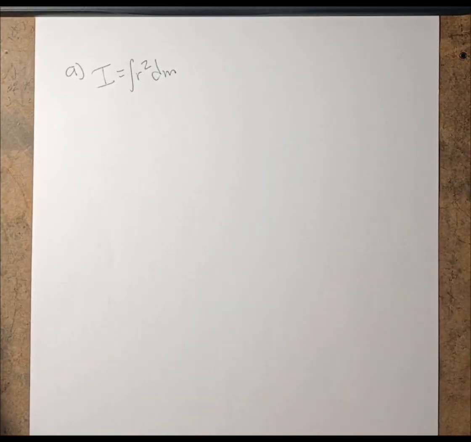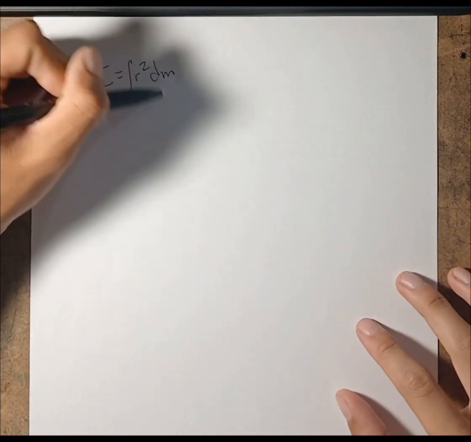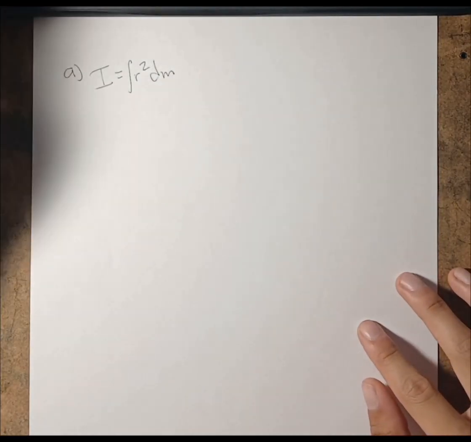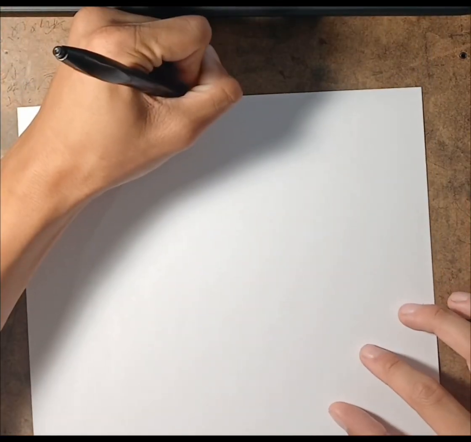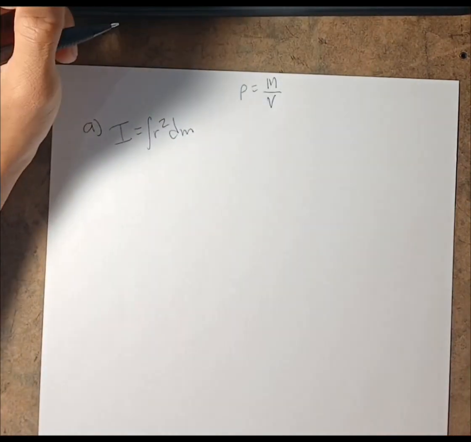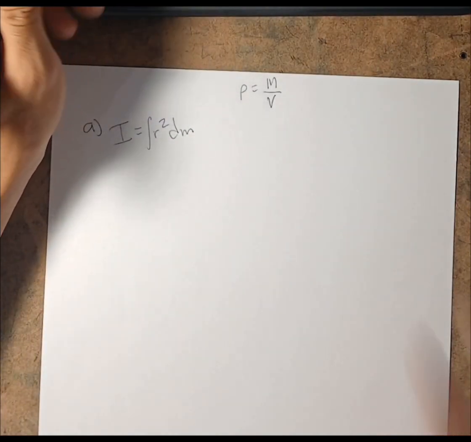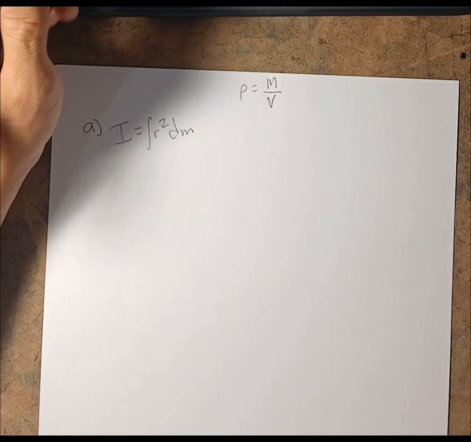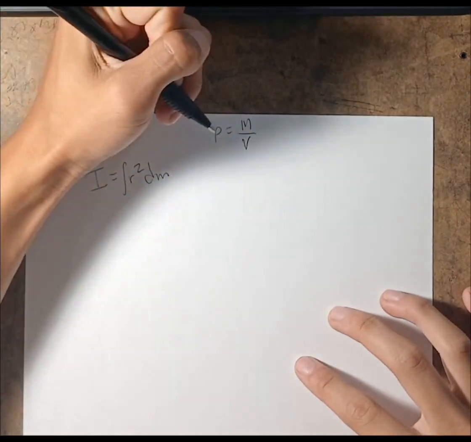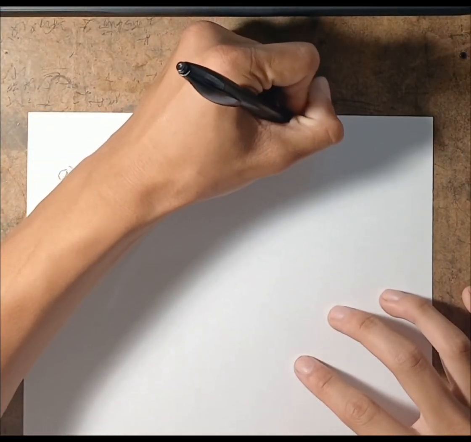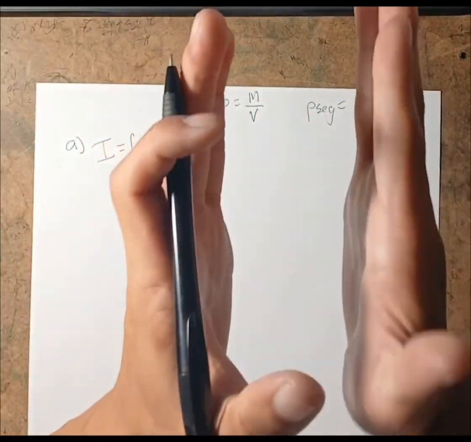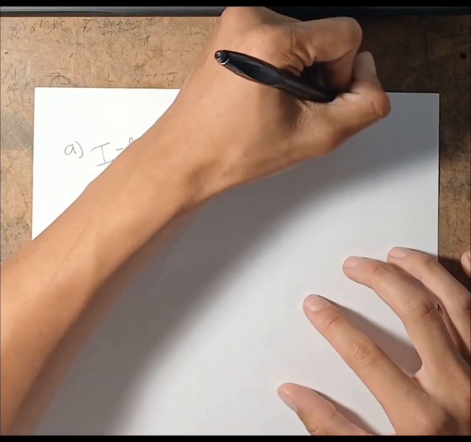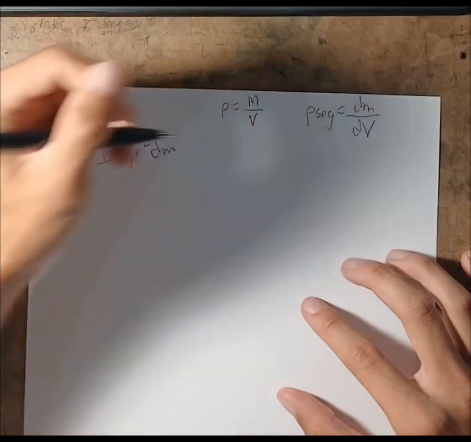That's the general formula for I, but we can't integrate things with respect to mass, that just doesn't work, and so we have to find a suitable replacement for dm, and we do that by using density. Since this is the density of a 3D object, a solid cylinder, we need to use m over V equals density, and the density of a segment would be dm, because again it's a segment, so it's just an infinitesimally small part of the whole mass, over dV, like that.